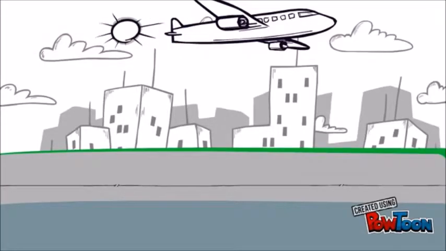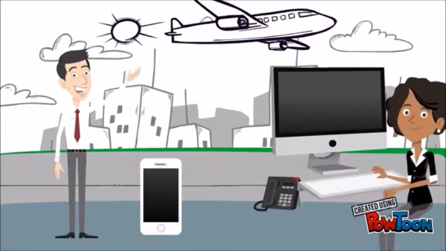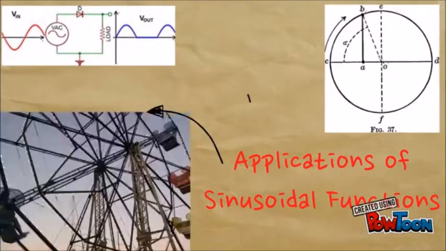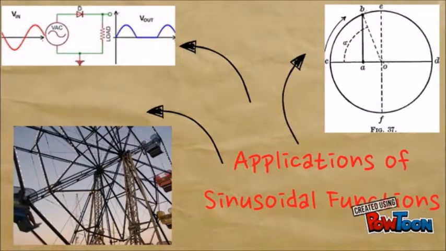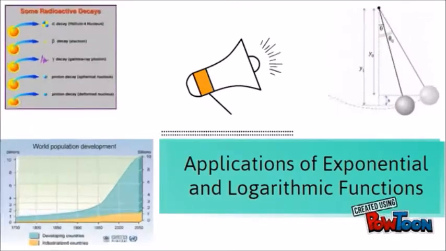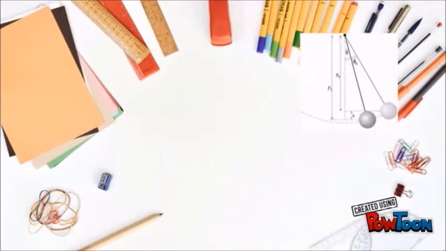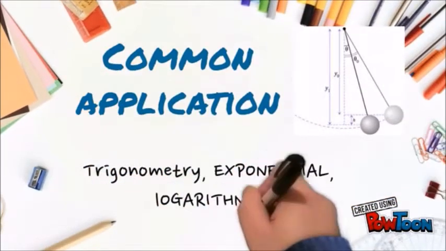Applications for sinusoidal functions can be found in our everyday lives. For example, the voltage signal of a power supply, the simple harmonic or the damped harmonic motion of a pendulum, and the Ferris wheel. Other than that, the decaying of a radioactive substance, a pendulum, and the increase or decrease of population are just a few examples of how exponential and logarithmic functions are related to our everyday lives. One common application that the three functions have is the motion of a pendulum.